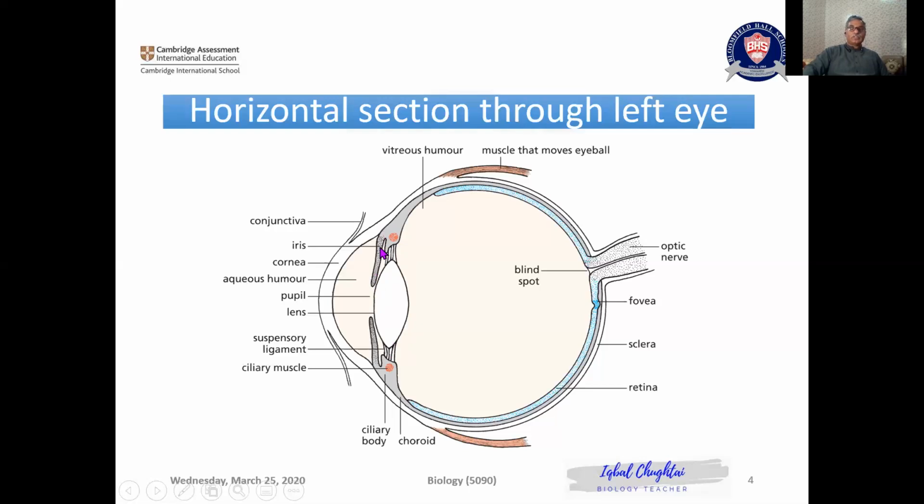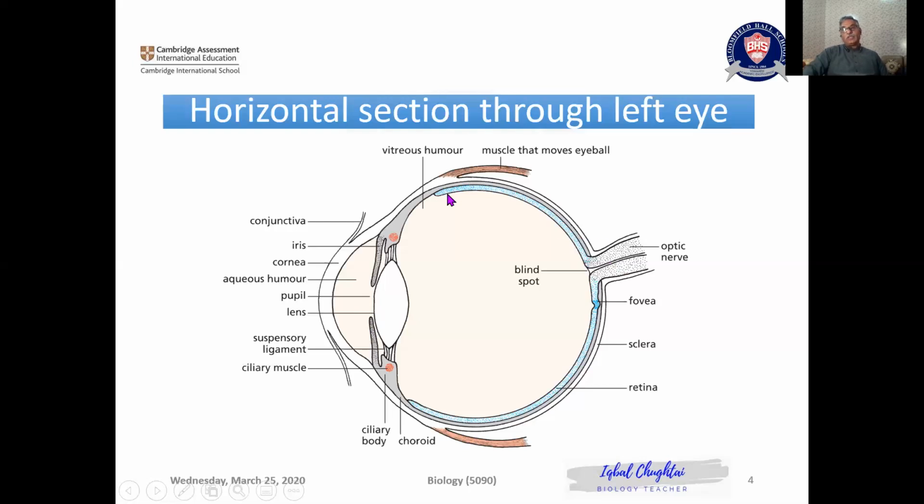This circular band of iris muscles is actually responsible for ensuring the diameter of this pupil, to allow light rays to enter or pass through this lens. During dim light conditions, the pupil diameter is increased, and during bright light conditions, pupil diameter is reduced.